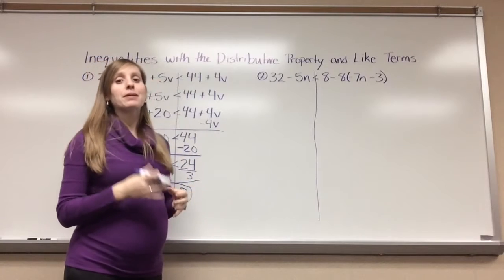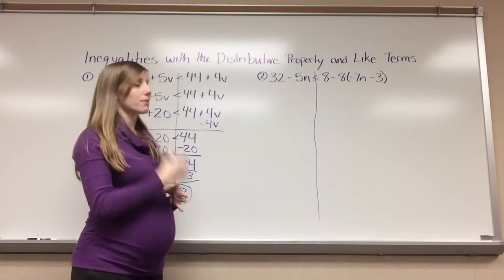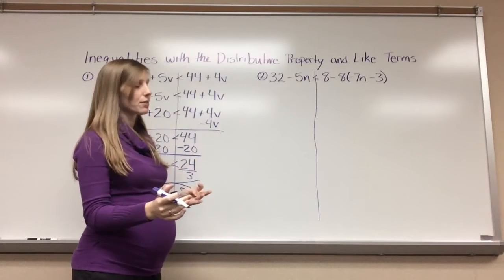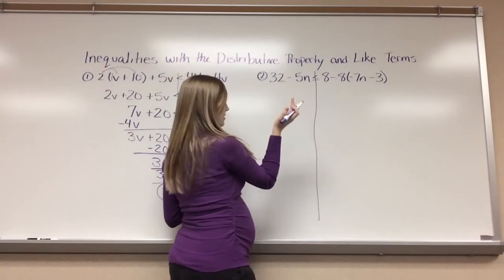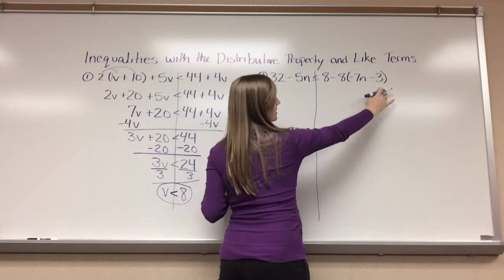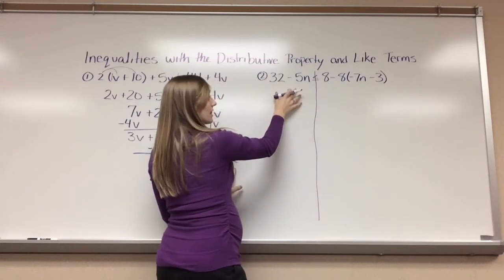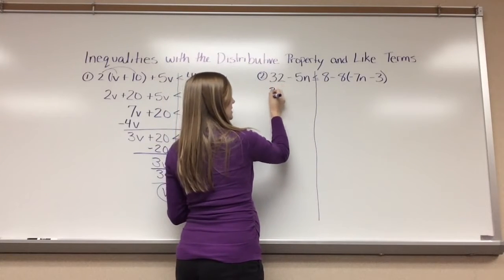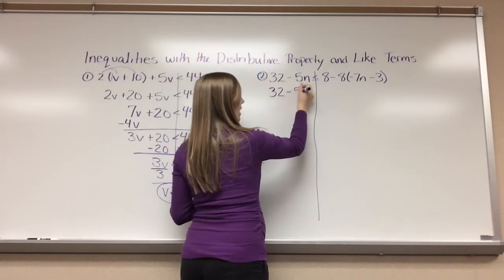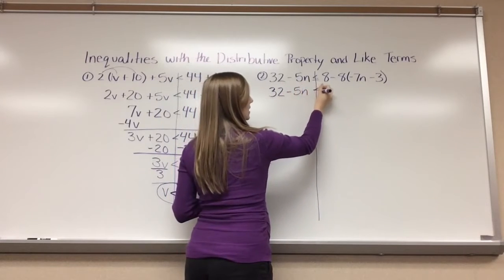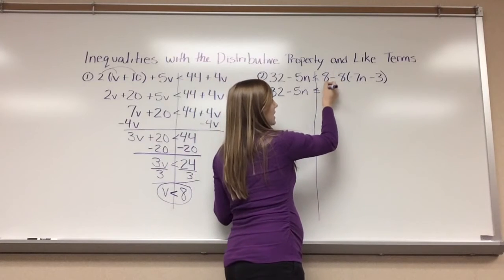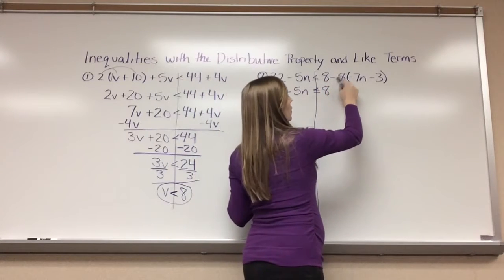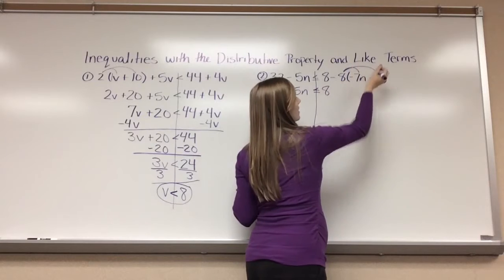And our first step is to always get rid of those parentheses, okay? I want those out of the picture. So if I look at the left-hand side, no parentheses, but I do have parentheses on the right-hand side. So my left-hand side is just going to stay the same. 32 minus 5n is less than or equal to. Okay? This first 8 stays the same, but we're going to multiply by the second 8.